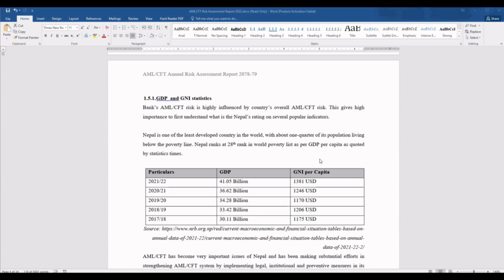For example, let's say a Transparency International report says that my country is very corrupt. Okay, so there are very huge instances of corruption and bribery in the government sector. So as an AML/CFT professional, it should concern me because there is a high chance that PEPs will utilize my bank to channel their ill-gotten funds.